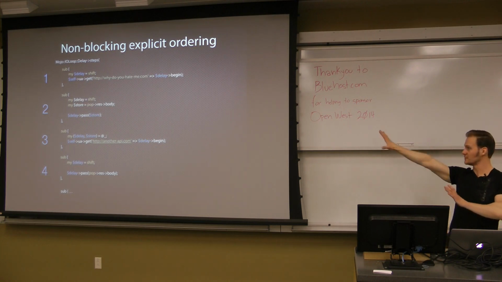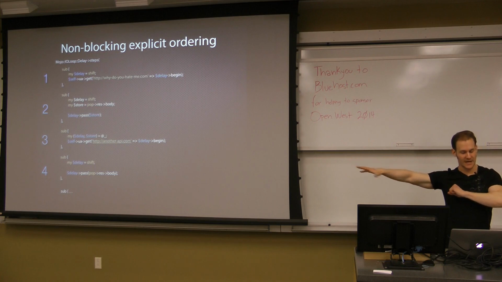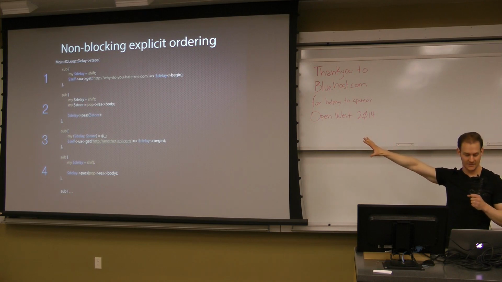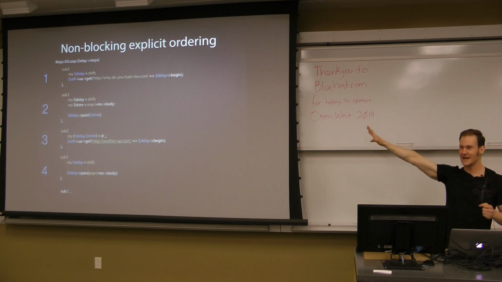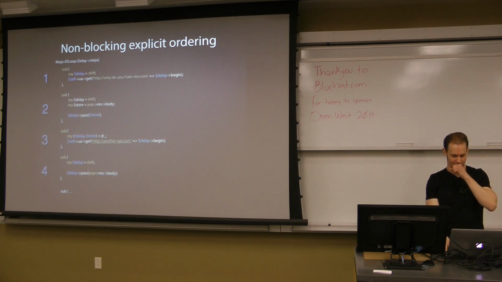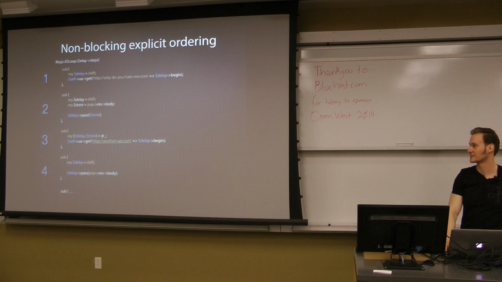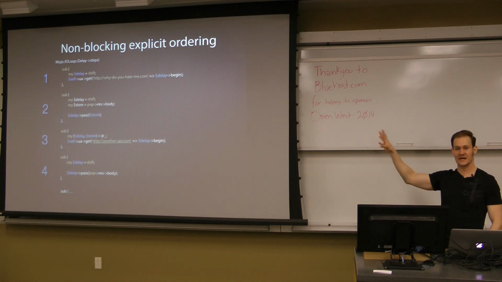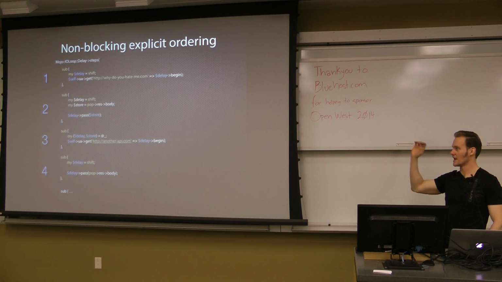So we have the readability of blocking code, and we have the scalability of non-blocking code, and we have that sexy name, Mojo IOLoop delay, which gives me joy. So let's take a closer look at how it actually works, because this is how I make all of my scripts and applications. Everything's a Mojo IOLoop delay because it's non-blocking and it's very easy to follow.